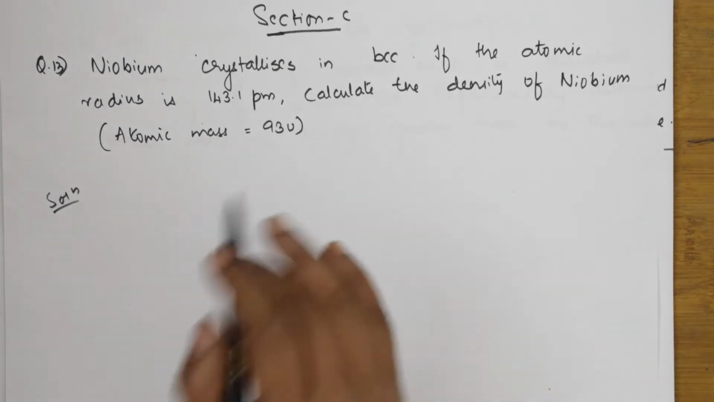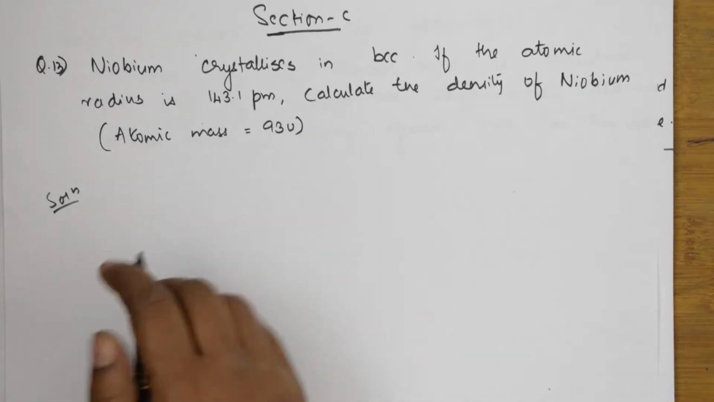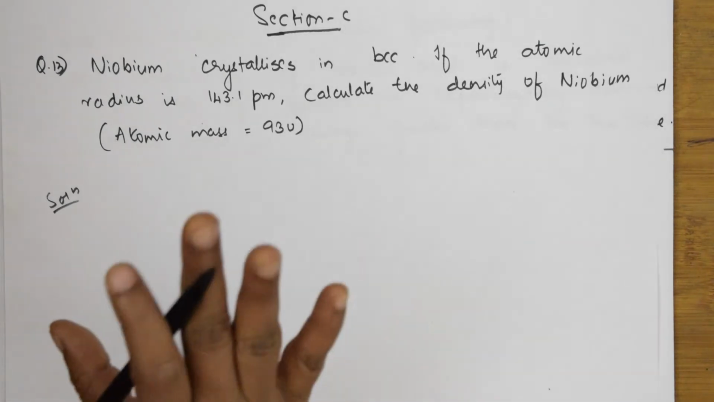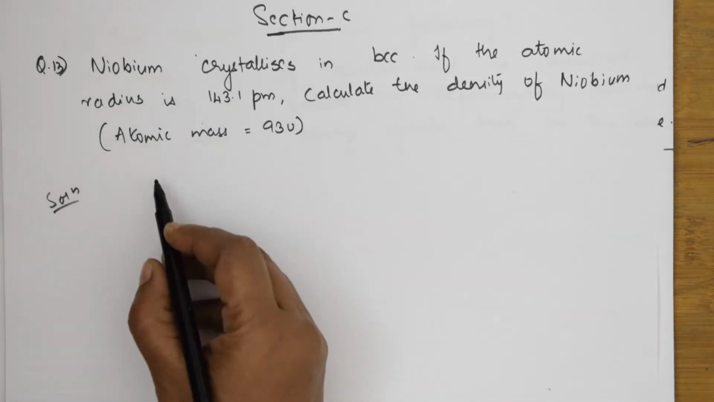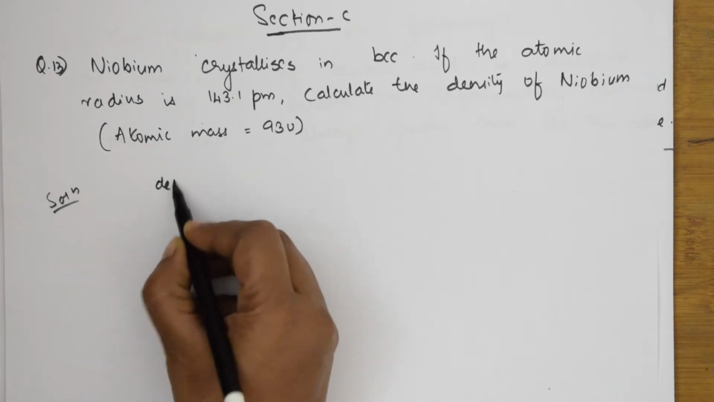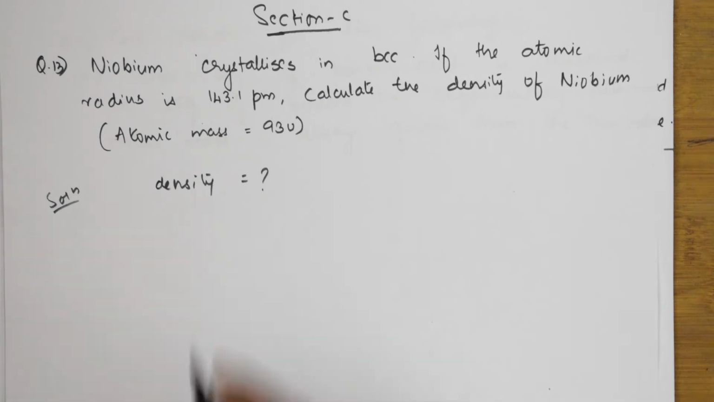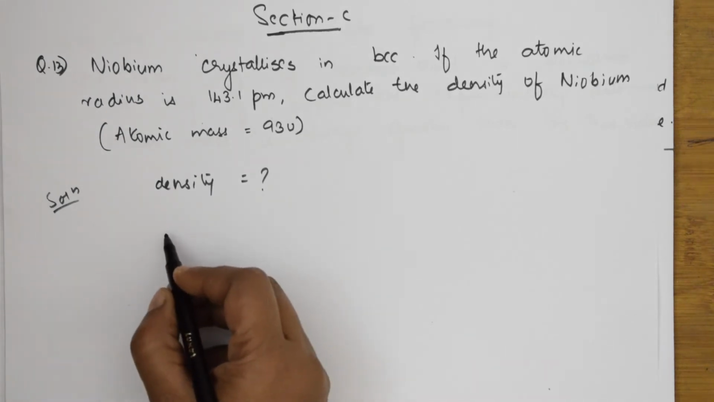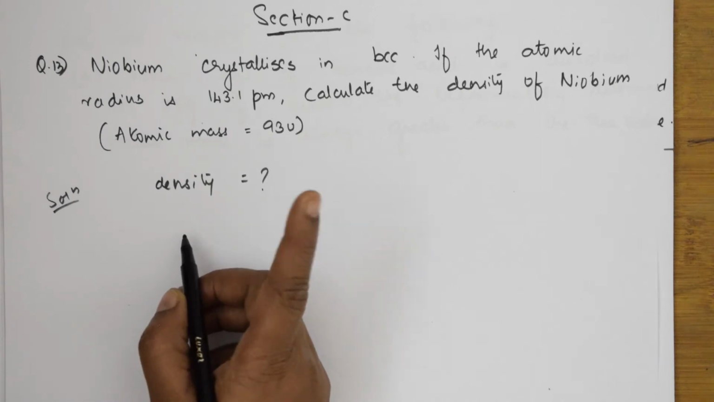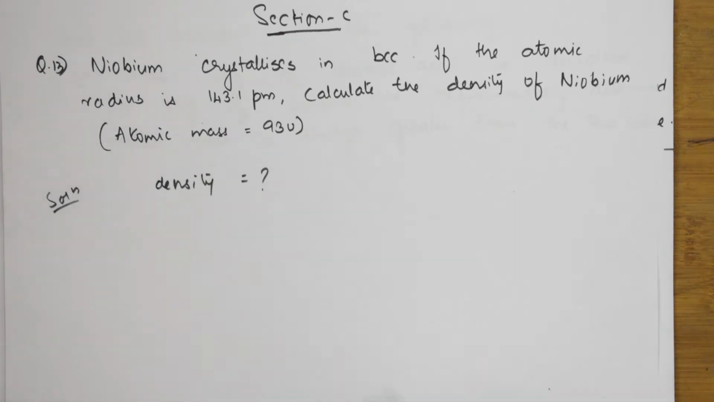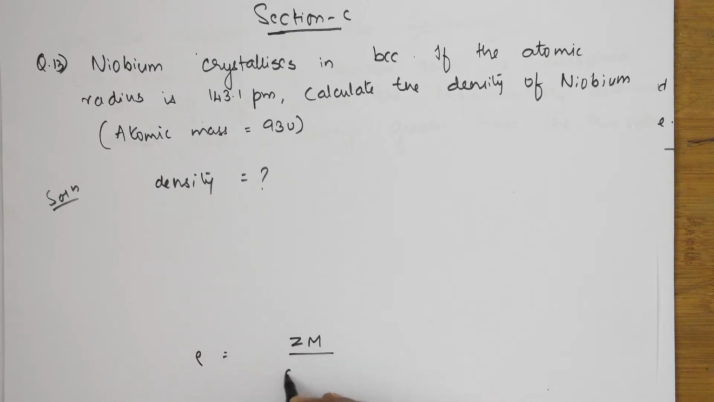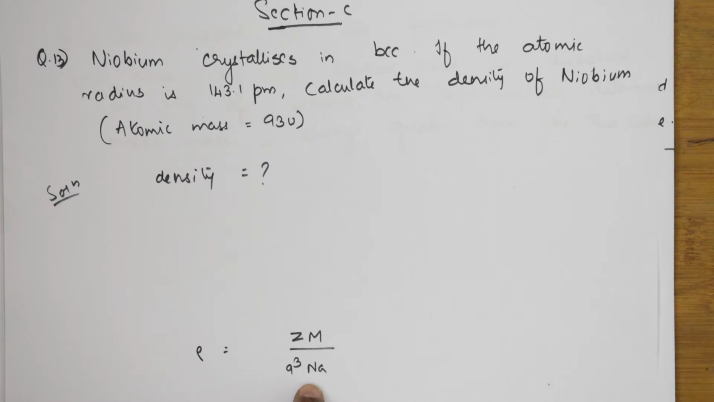Atomic mass is 93 u. Right, atomic mass will be given. So first of all, I have to calculate density. Whenever you are starting, you will just write like this: density is equal to question mark. Now first half mark carries for the formula. What is the formula for density? Density, denoted by rho, is equal to Z M by a cube Na. So let's see what we have. Na is Avogadro number, which I know.